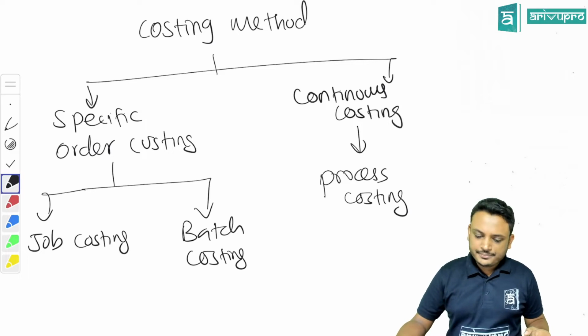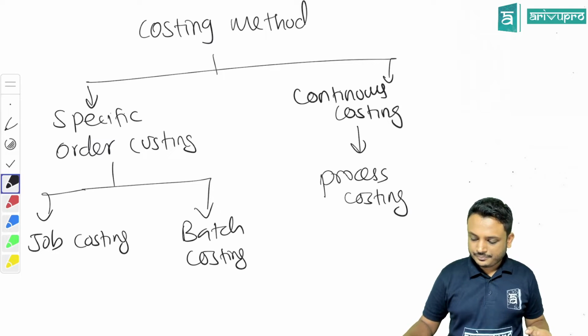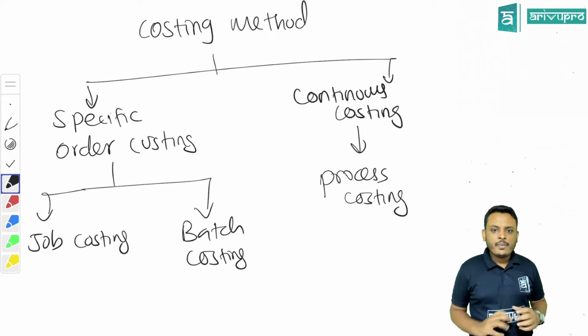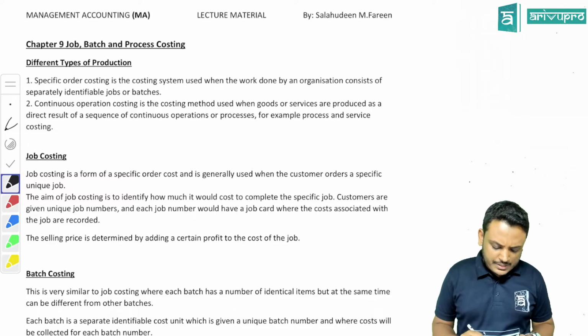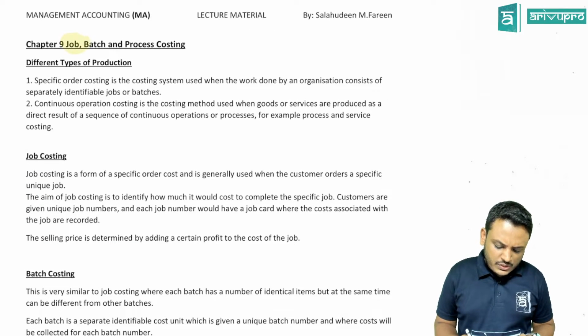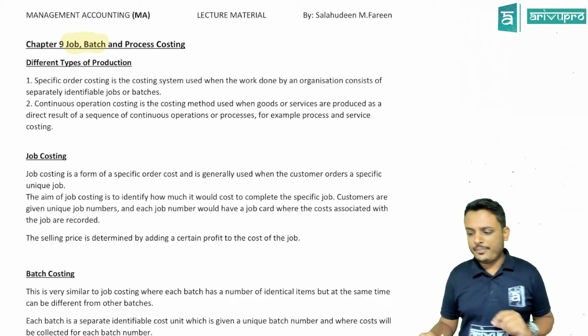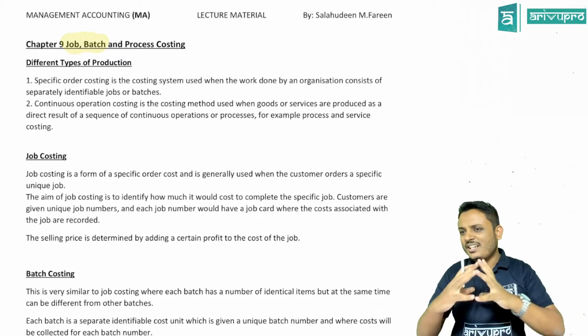Copy this flow chart. Now let's look at what is job costing and what is batch costing. Today we're going to discuss these two only, job and batch. Tomorrow I am starting process costing, which is very, very important. If you miss one day, you cannot follow it because it's a continuation.